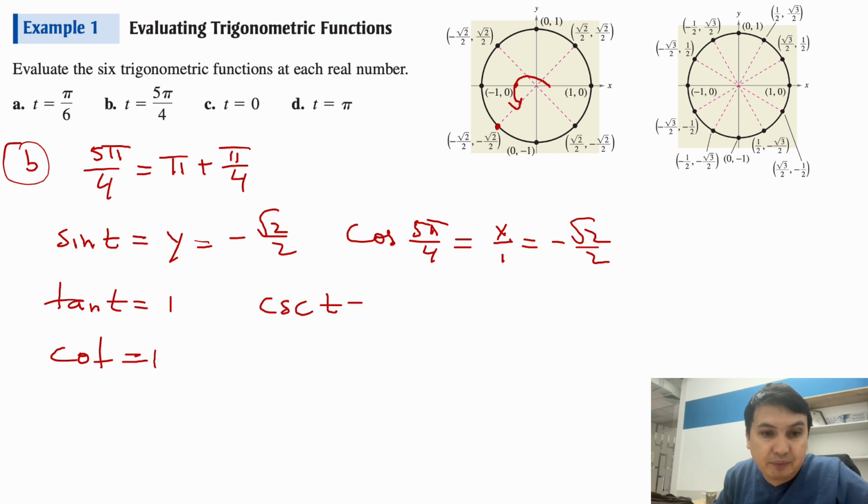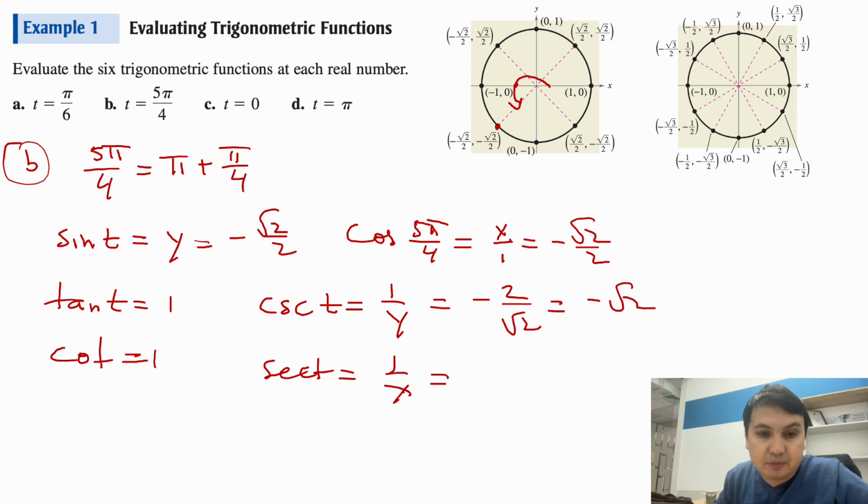Cosecant of t is 1 over y, so this is minus 2 over square root of 2, or if you want, it's minus square root of 2, and the secant of t is 1 over x, again it's minus square root of 2.